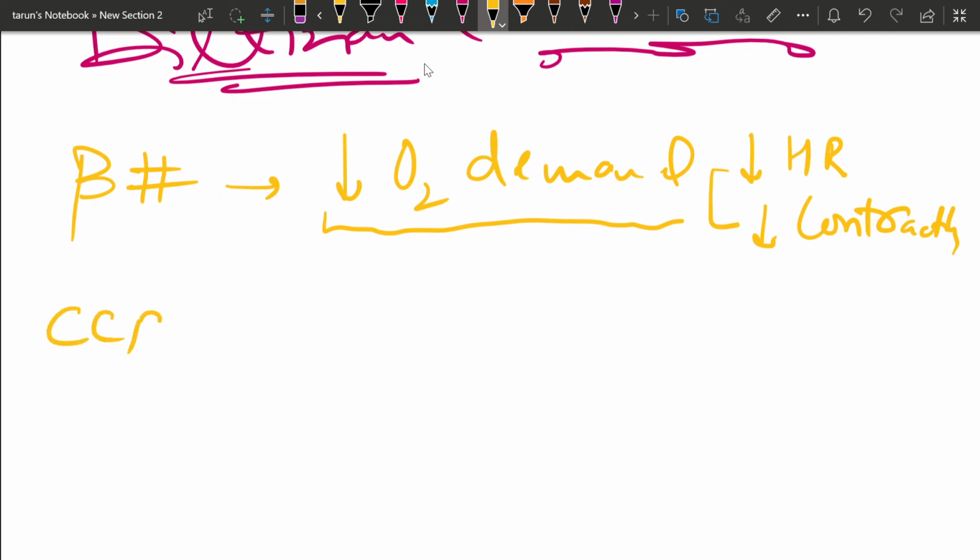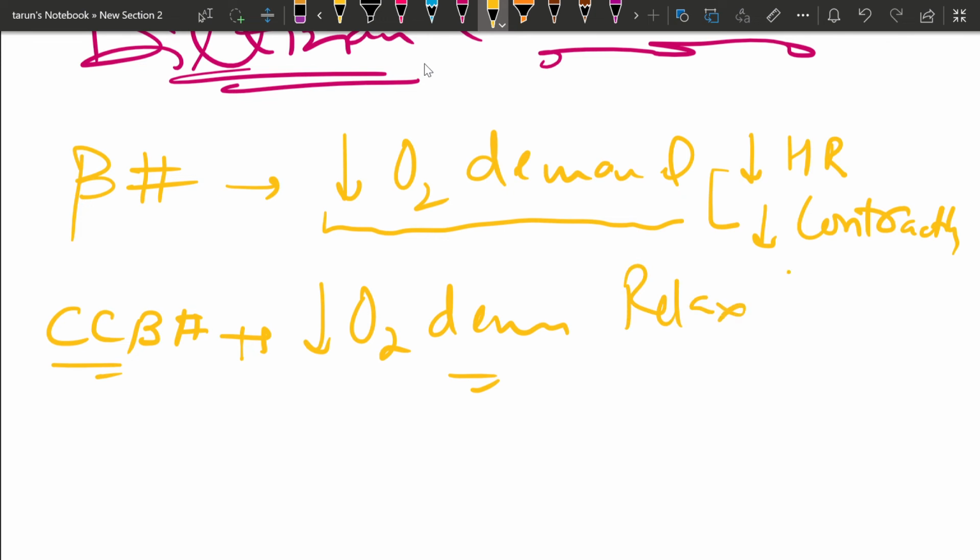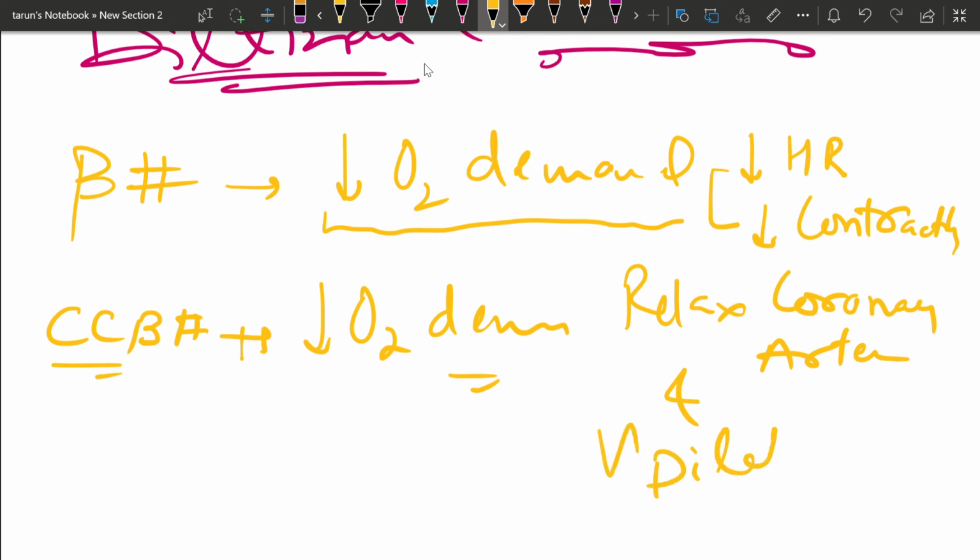Now also I would like to tell about the calcium channel blockers, how they will help. Calcium channel blockers also reduce the myocardial oxygen demand. They reduce it by relaxing the coronary arteries and causing vasodilation. By relaxing the coronary arteries and by causing the vasodilation, they reduce the myocardial oxygen demand.